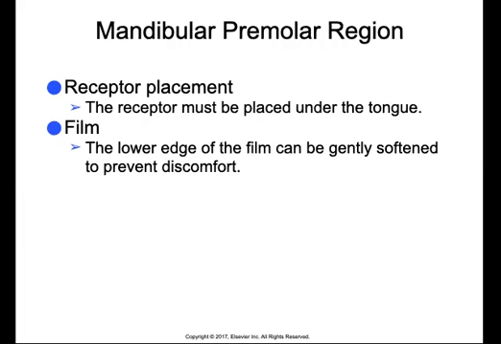In the mandibular premolar region, sometimes this area can be really sensitive, especially if your patient has some type of gum disease or they're having some type of cavity or abscess down there. If this is the case, the receptor should be placed under the tongue. Sometimes you'll have to ask them to relax their tongue so you can push it out of the way a little bit. This will give you more access to the middle of the floor of their mouth, where you'll have more room to place that receptor.